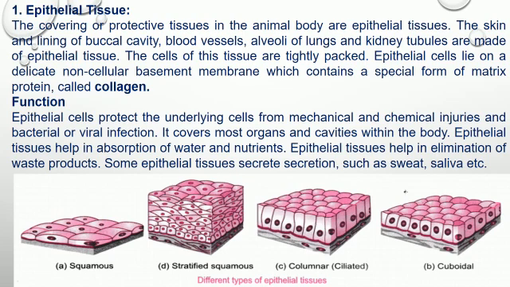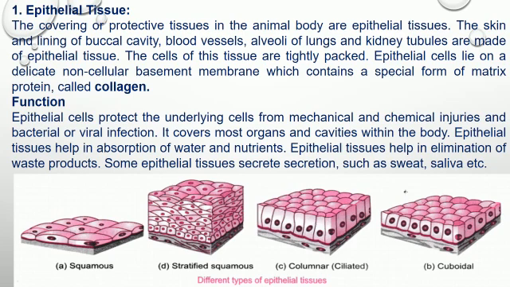The covering or protective tissues in the animal body are epithelial tissues. The skin and lining of buccal cavity, blood vessels, alveoli of lungs and kidney tubules are made up of epithelial tissue. The cells of this tissue are tightly packed. Epithelial cells lie on a delicate non-cellular basement membrane which contains a special form of matrix protein called collagen.